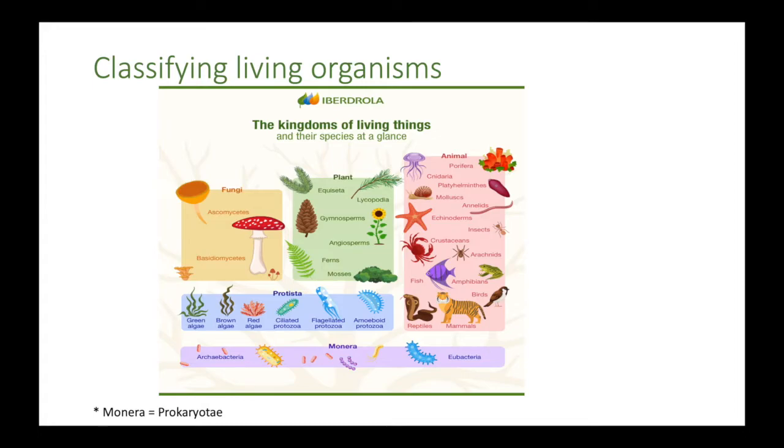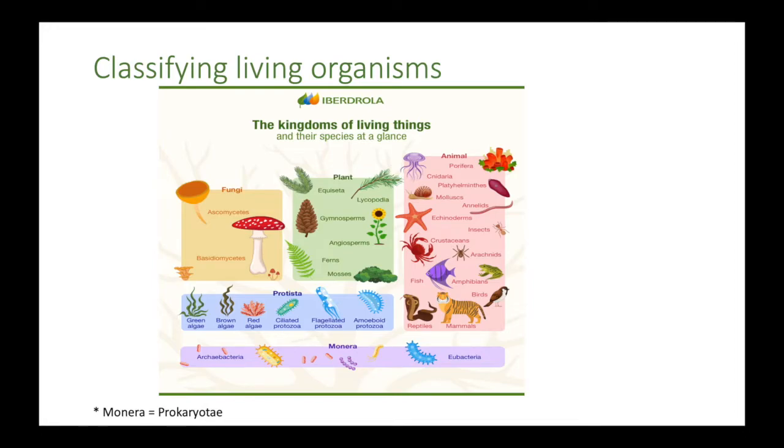Next, we have the plant kingdom. So these are multicellular organisms. Their cells also have cell walls, but it is made of cellulose. Their cells contain a substance called chlorophyll, which helps them to make their own food through a process called photosynthesis. They are typically stationary organisms.